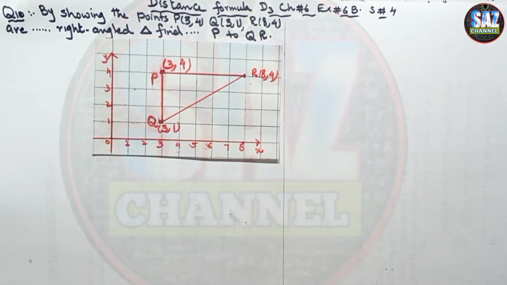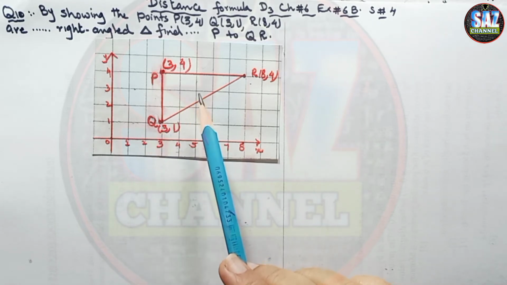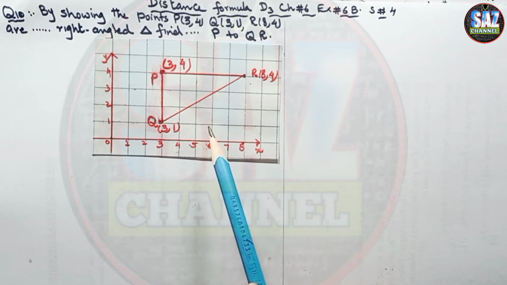The question says, by showing that these points are the vertices of a right triangle. So first of all, we have to recall what a right angle triangle is and how to prove with the help of lengths that the triangle is a right angle triangle. If you recall my previous lesson of the D2 chapter about the Pythagoras theorem, you can easily understand how to decide whether the given triangle is a right angle triangle. The theorem states that if the square of the longest side equals the sum of squares of the other two shorter sides, then the given triangle will be a right angle triangle.